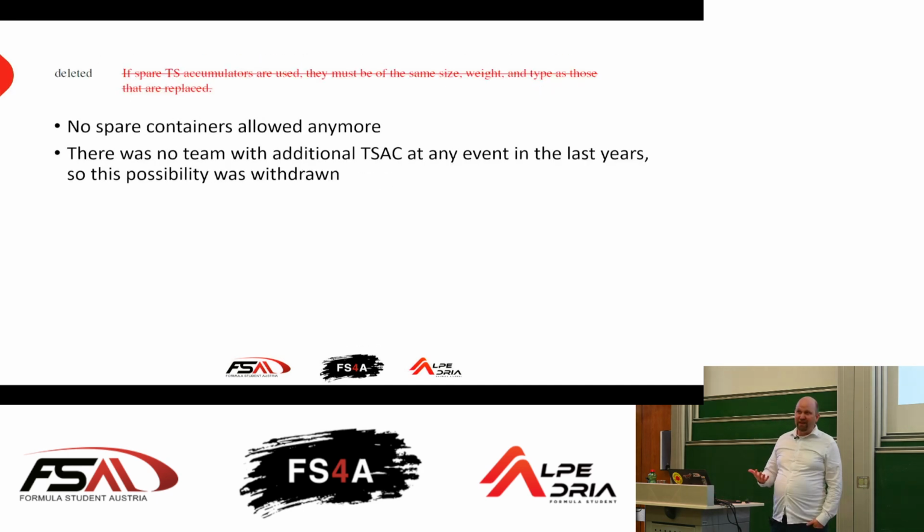But it is still allowed to have multiple containers, so to have one container in the front and one in the back, or one on the right side and one on the left side, or something like this. That's still allowed. But you have to show all of them at the accumulator inspection, and they all must be built in the car at the same time.